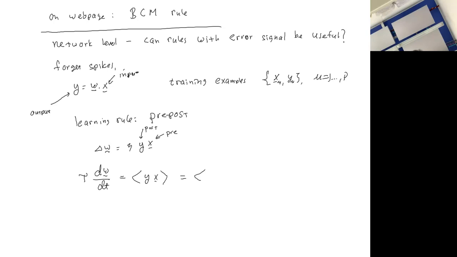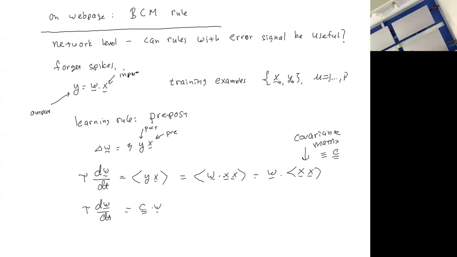That equals the average value of w dot x, x, which equals w dot the average of x, x. And this is just the covariance matrix, which I'm going to call C. So we have tau dW/dt equals C dot W. And we can actually solve this quite easily.